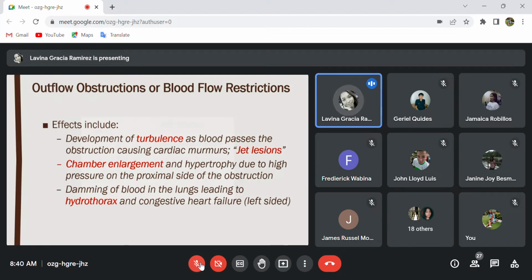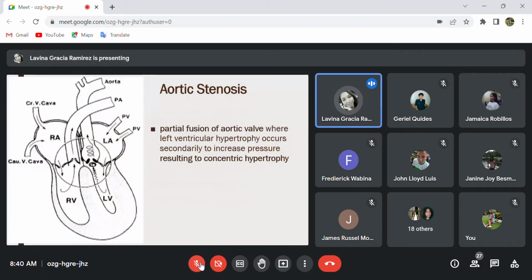Another that also supports that is aortic stenosis. I mentioned aortic stenosis just a while ago, incorporating it from the discussions I've just mentioned. In this aortic stenosis, you have partial fusion of the aortic valve where left ventricular hypertrophy occurs secondary to increased pressure, resulting in concentric hypertrophy.